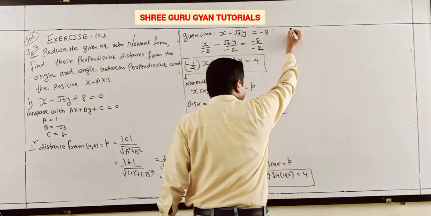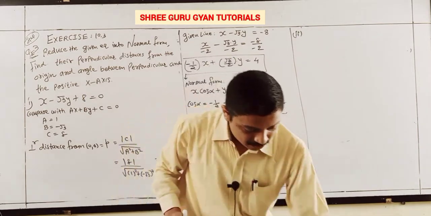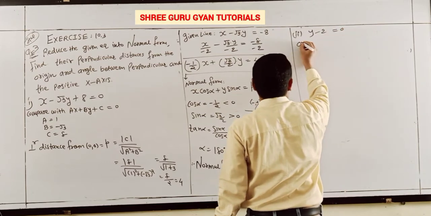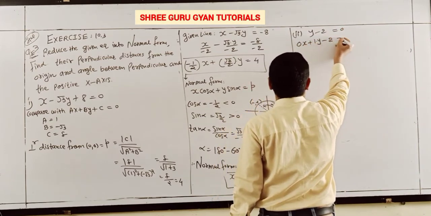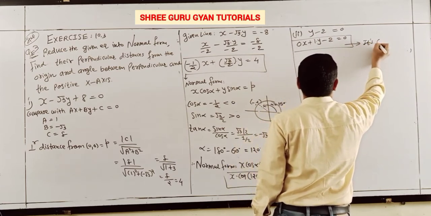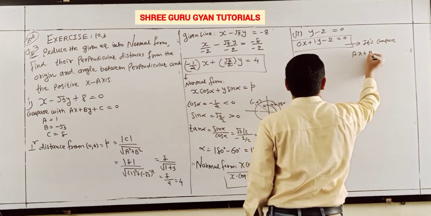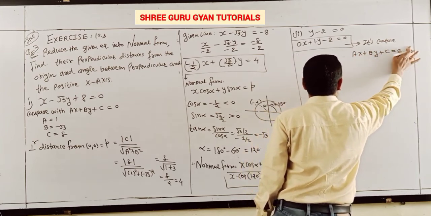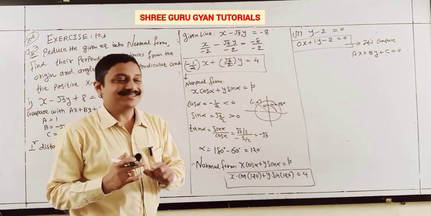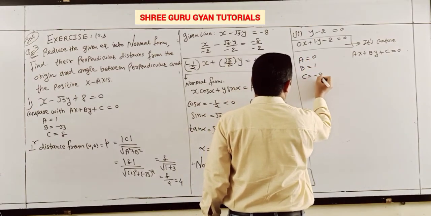Now I am going to my second question. The second is also the same, parallel, asking y minus 2 is equal to 0. So can I write first 0x plus 1y minus 2 is equal to 0, and compare it with ax plus by plus c is equal to 0. You can create a, b, c. So what is your a? 0. b is 1, c is minus 2.